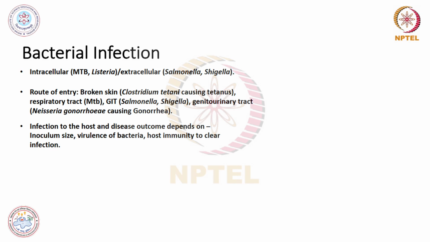So bacterial infection can be intracellular, like MTB, Mycobacterium tuberculosis, and Listeria, or it can be extracellular, like Salmonella and Shigella. And the route of entry can be through broken skin. If you have any skin damage or any scratch on your skin, then Clostridium tetani can enter inside and cause tetanus. That's why if we get hurt from any iron material or any sand outside our home, we are told to go and have a tetanus injection, because if we get any scratch in our skin, it is very easy for Clostridium tetani to get inside.